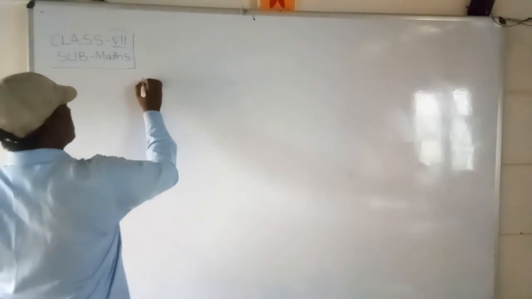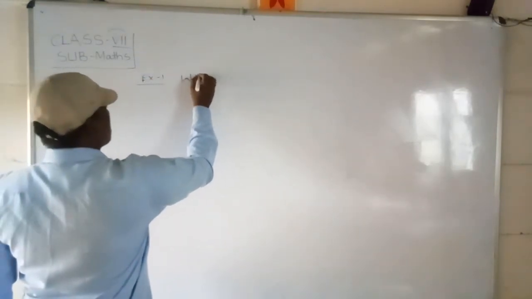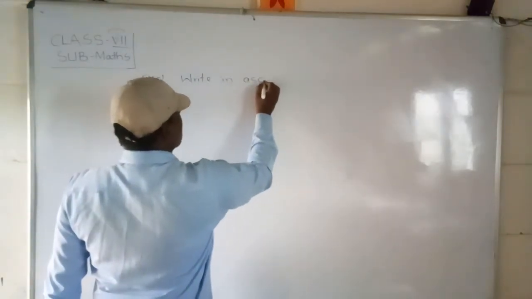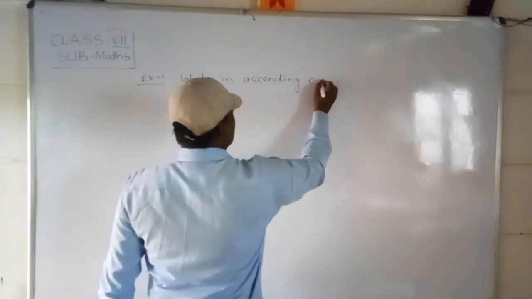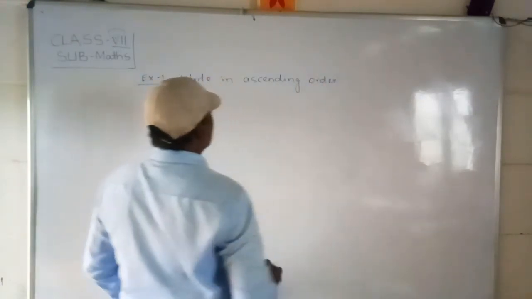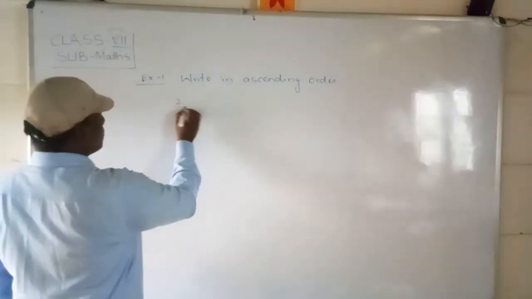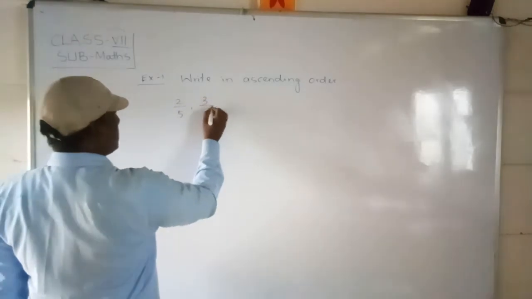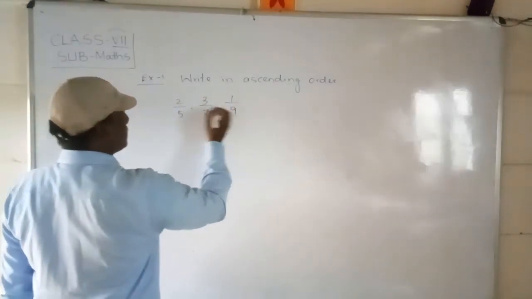Students, write down one example. Write in ascending order the following fractions: 2 by 5, 3 by 7 and 1 by 9.